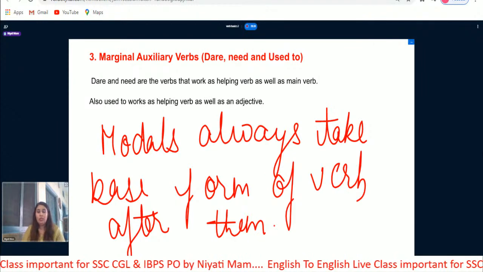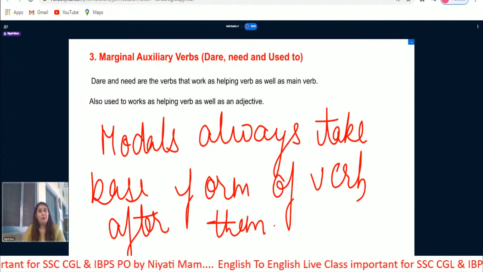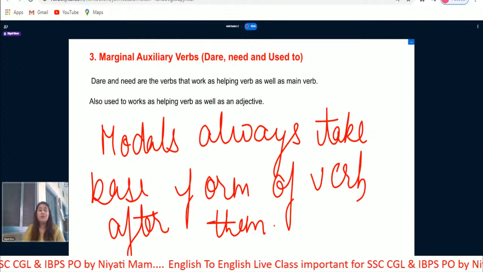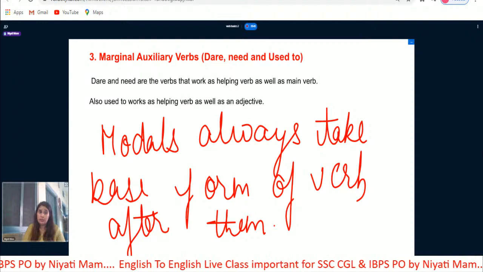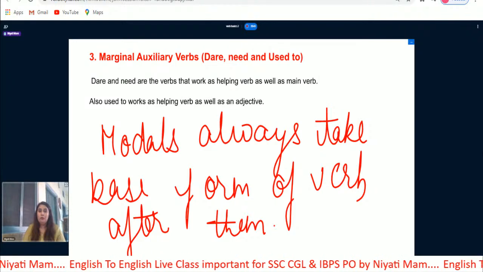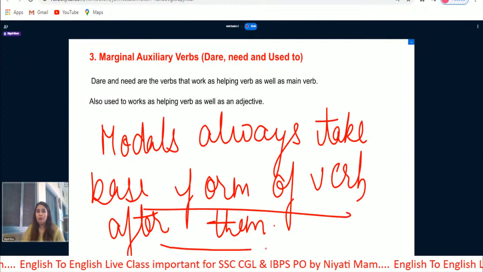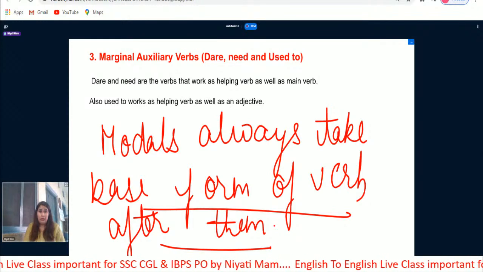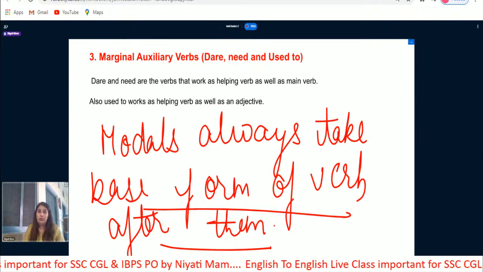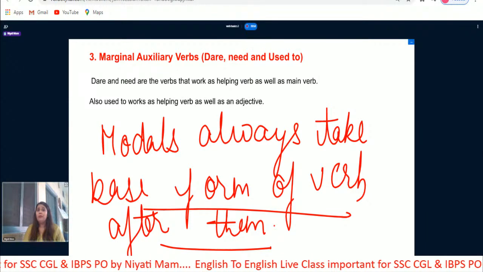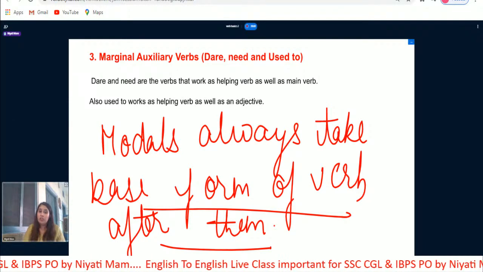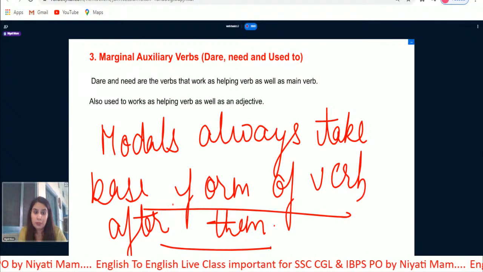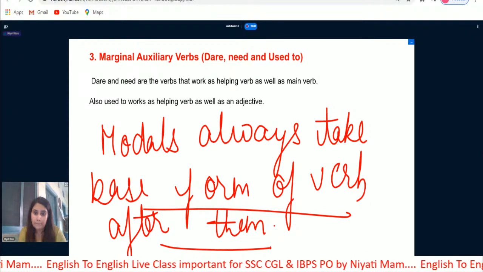And this is the same thing which is going to happen in the case of marginal auxiliary verbs. When marginal auxiliary verbs work as helping verb, they always take base form of verb after them, which is not true in the case of primary auxiliary verbs. That's why there was a need to differentiate between marginal auxiliary verbs and primary auxiliary verbs.